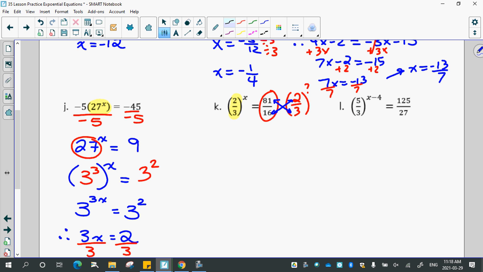Could you ever do 2 to the power of something and get 81? You could try, but you wouldn't, right? 2 to the power of something is always going to be even. So does anyone have an idea what my first step would be then if I want to rewrite this side as 2/3 to the something eventually? Seth? Yes, flip it. So I'm going to do 2/3 to the x equals 16 over 81 to the -1.